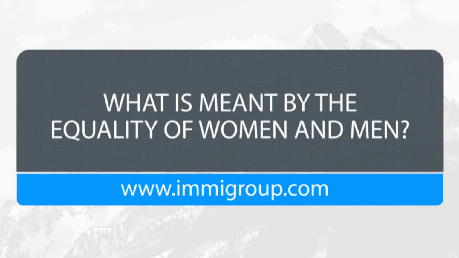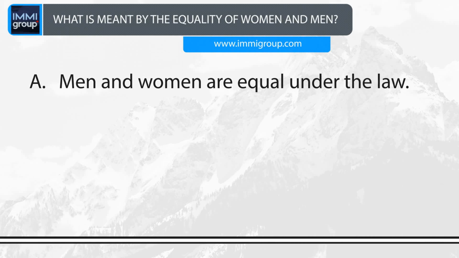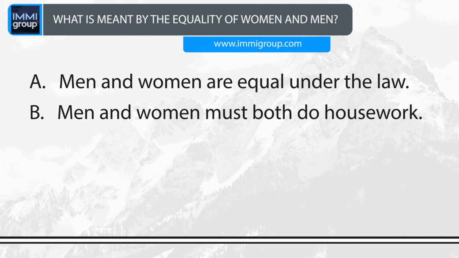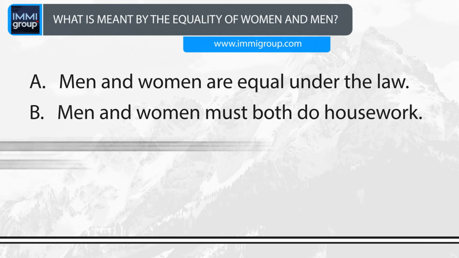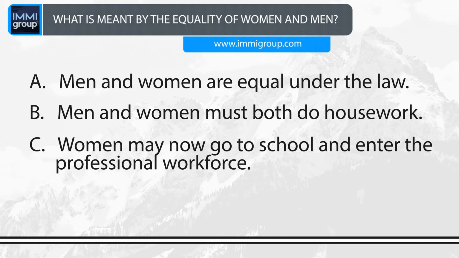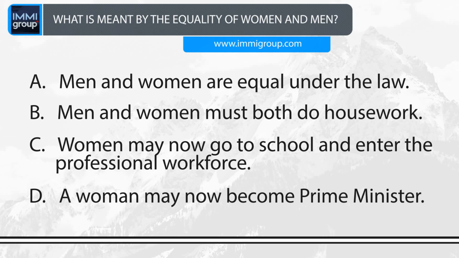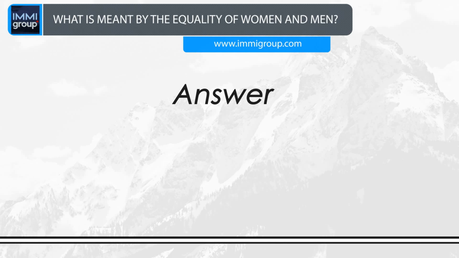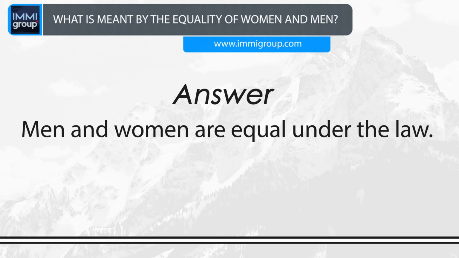What is meant by the equality of women and men? A. Men and women are equal under the law. B. Men and women must both do the housework. C. Women may now go to school and enter the professional workforce. D. A woman may now become Prime Minister. Answer: Men and women are equal under the law.